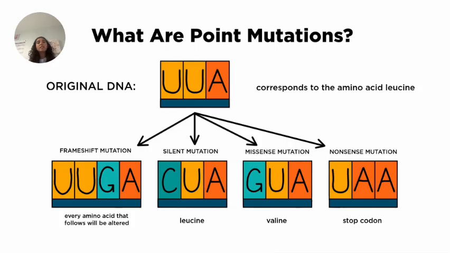And finally, there's the non-stop mutation, which can also be known as a stop gain mutation, which changes the codon for an amino acid into a stop codon. So as you can see, the UUA, which is leucine, is now being coded as UAA, which is a stop codon. This prematurely stops the translation and usually produces a shortened and non-functional protein.